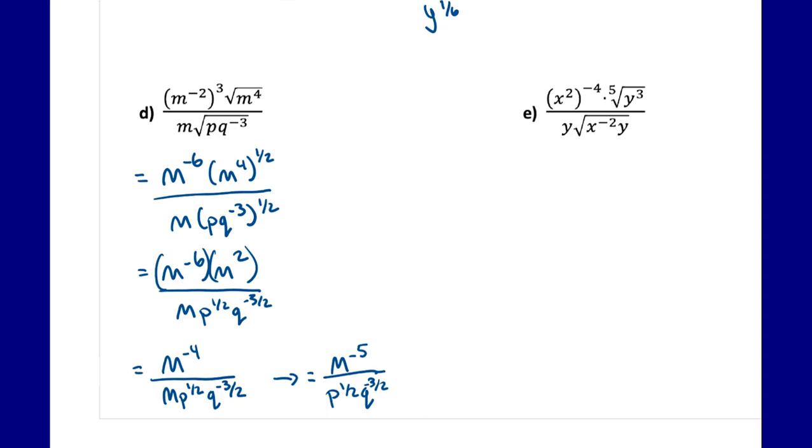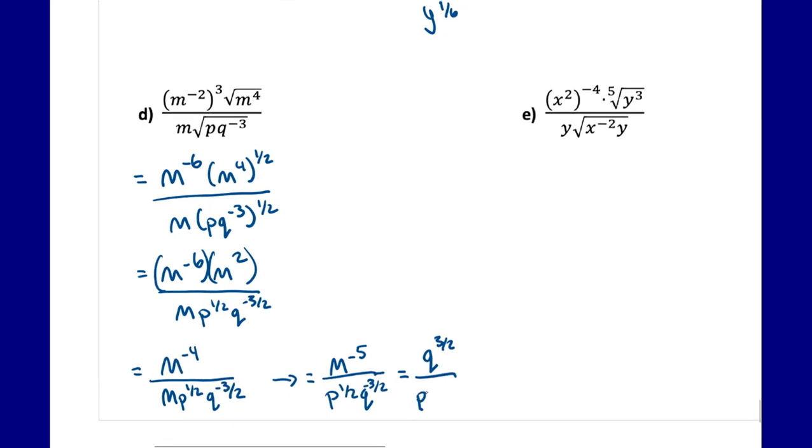I can't simplify those any further. I can't cancel anything else out or use my power laws in any other way. So I'm just going to convert my negative exponents to positive. So q to the power of 3/2 is now on top. p to the power of 1/2 is still on the bottom, and it is now joined by m to the power of 5. So that is my simplified expression.